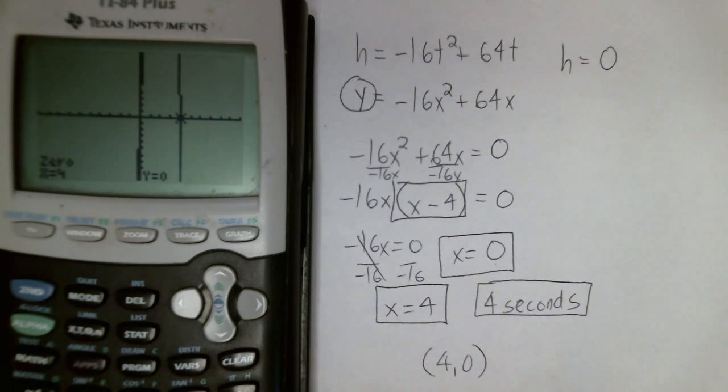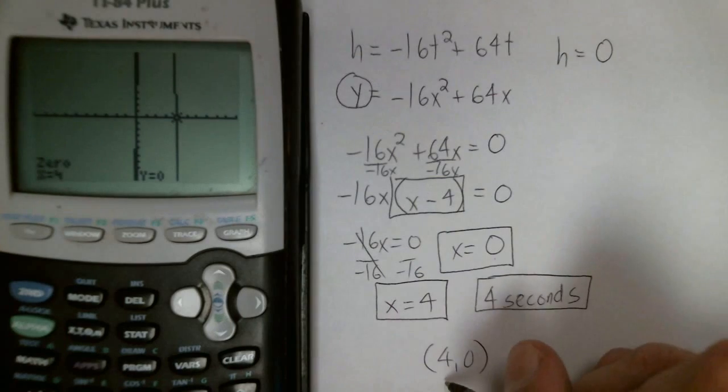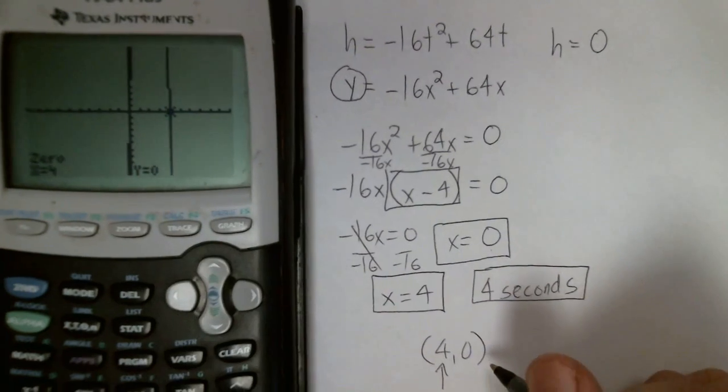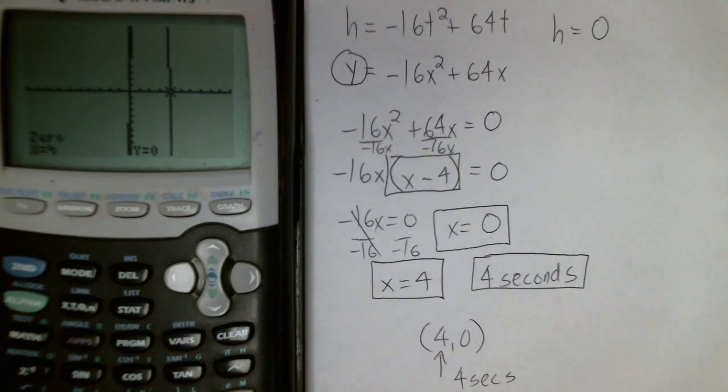The answer to this question is how long does it take for the ball to hit the ground? And the answer to that is simply this x coordinate, this spot right here. So it's going to take 4 seconds to hit the ground. But again, we already knew that because we did it manually.